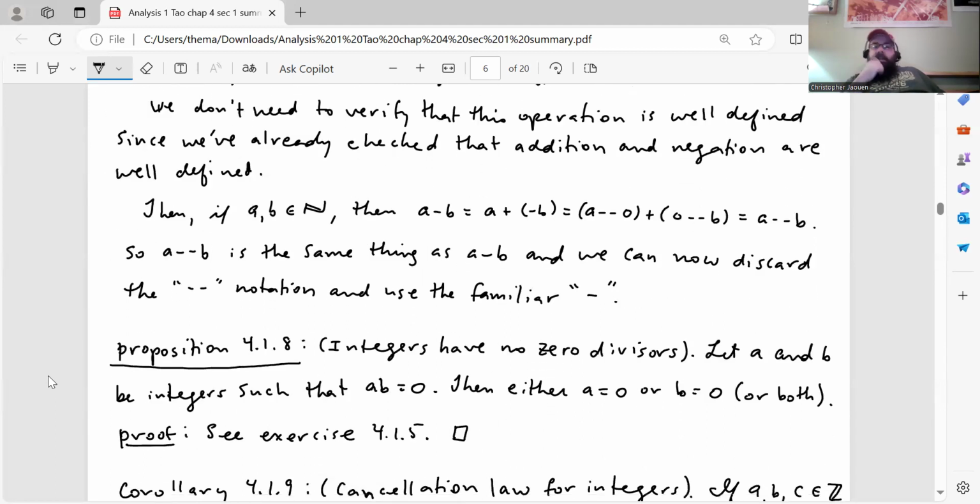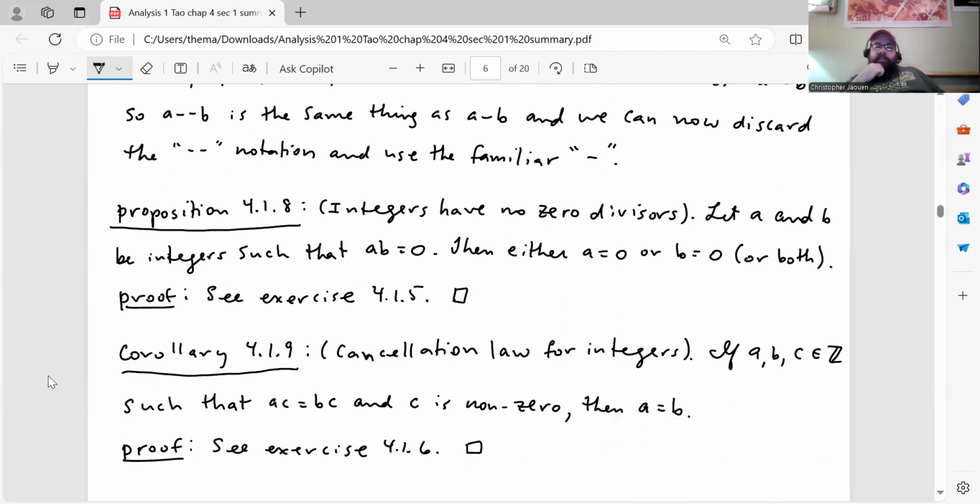Then if A, B is a natural number, A minus B equals A plus minus B equals A minus minus 0 plus 0 minus minus B equals A minus minus B. So A minus minus B is the same thing as A minus B, and we can now discard that annoying minus minus notation and use the familiar subtraction symbol.